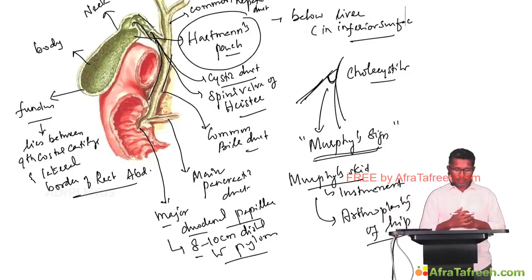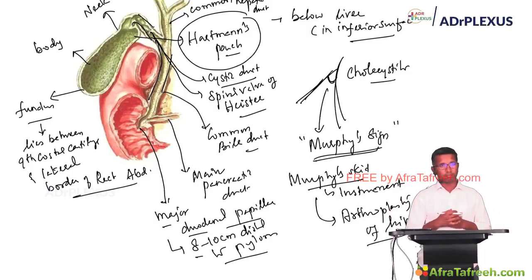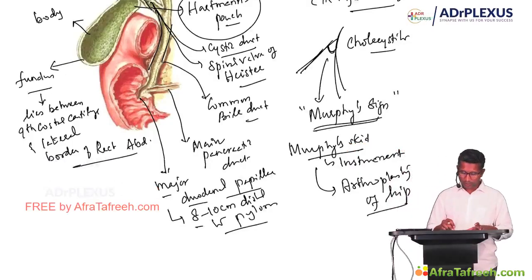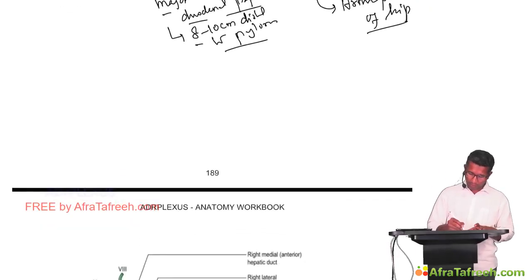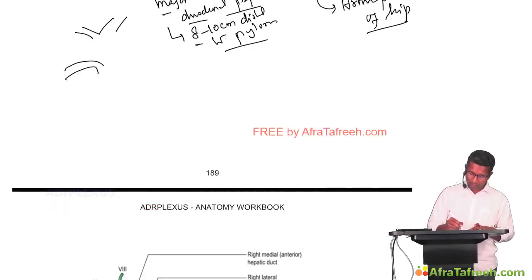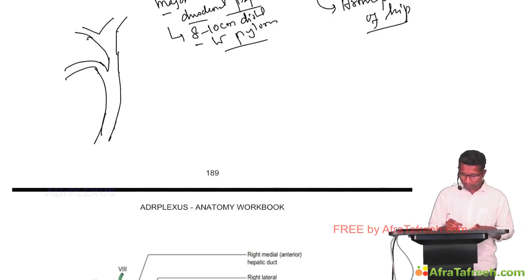Okay, so if you see the cystic duct and the bile duct, I'll just draw a simple diagram here so that you are able to follow. So this is the cystic duct. So you got the hepatic ducts here. So this is the common hepatic duct. Both of them fuse to form the bile duct, isn't it? So this is the bile duct.